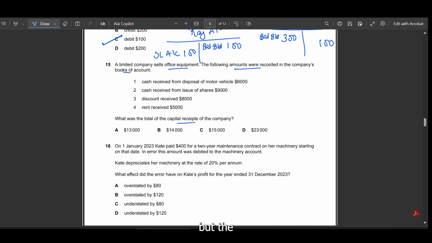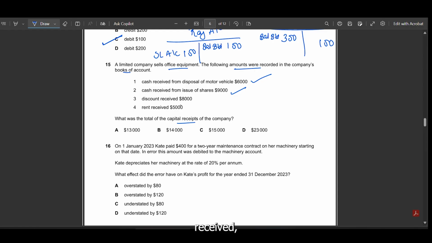A capital receipt is nothing but the earnings which the business has made, which are not on an ongoing basis. It's like once in a while. So what would be those kinds of receipts? The first one is cash received from disposal of a non-current motor vehicle. Yes, this I don't earn on a regular basis, so this has to be capitalized. Second is cash received from issue of shares. Yes, this also I don't issue on a regular basis, so both of them have to be capitalized.